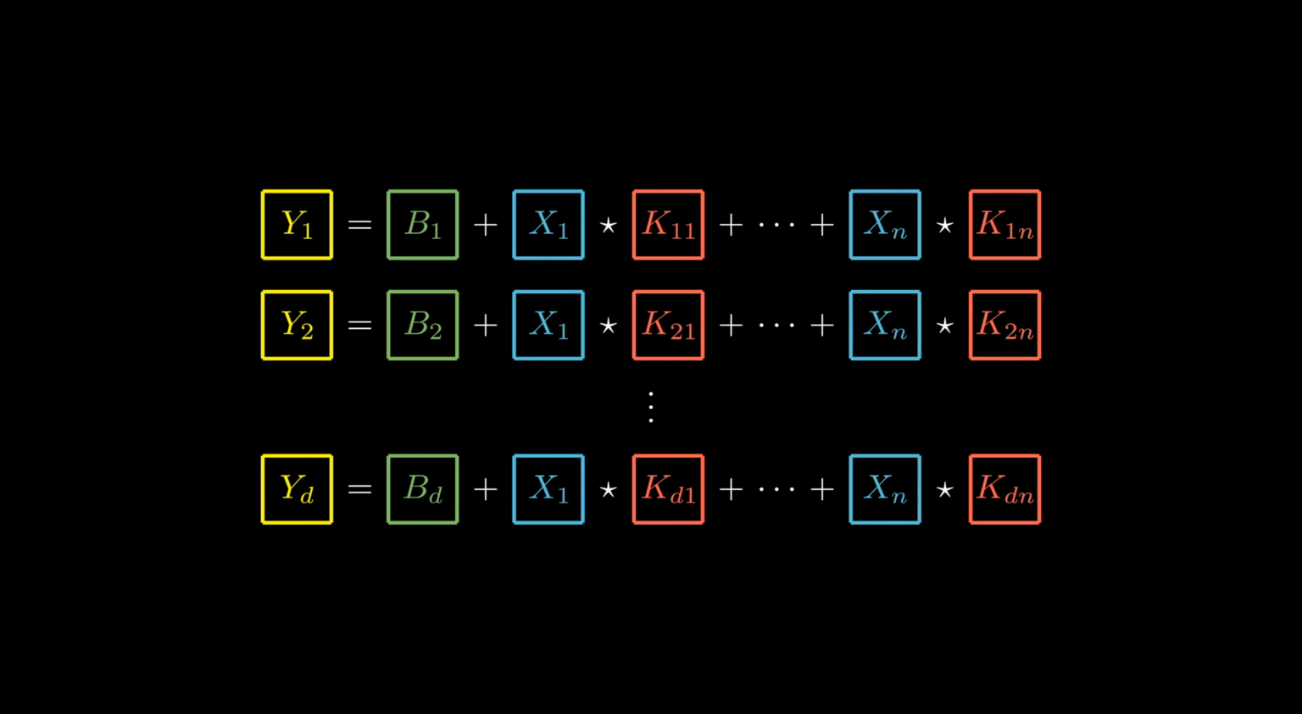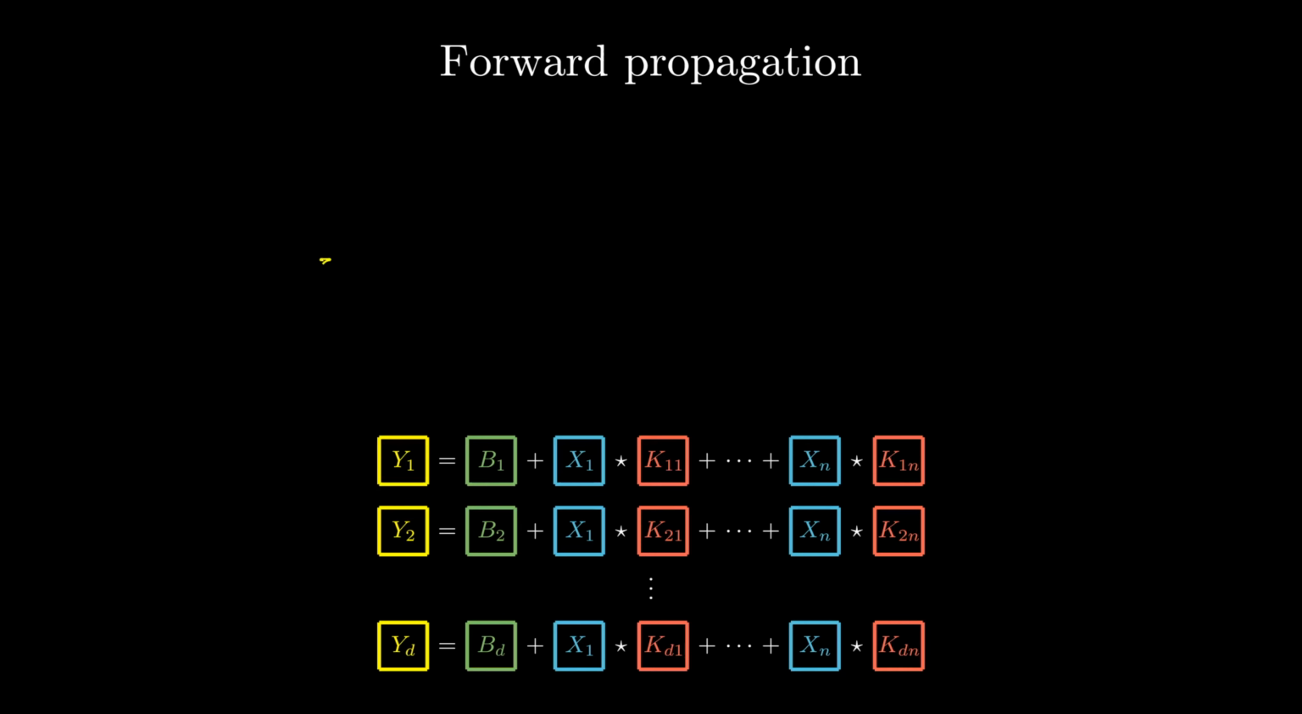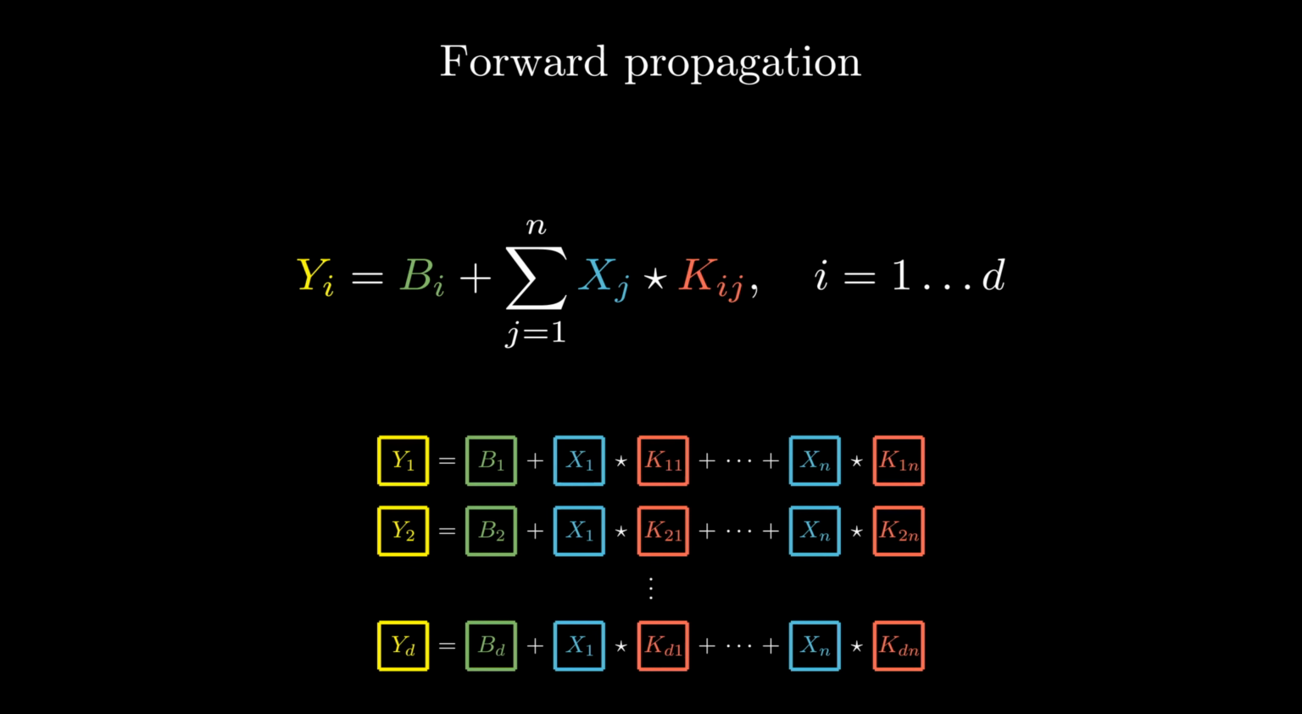Now, this, my friends, is the forward propagation of the convolutional layer. We could write that more concisely using a sum. Alright, we can already create the convolutional layer and start implementing the forward method, just like we did in the previous video.